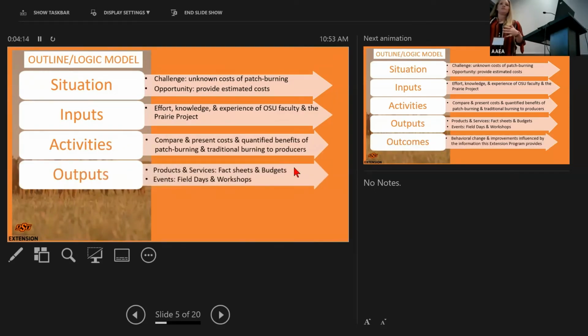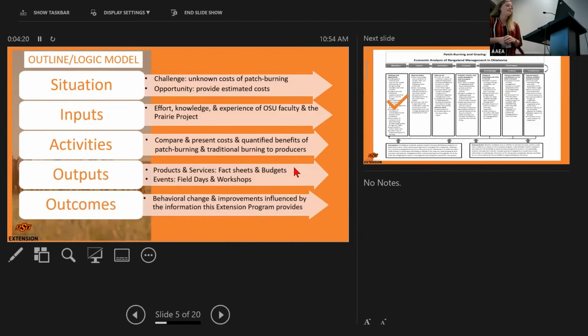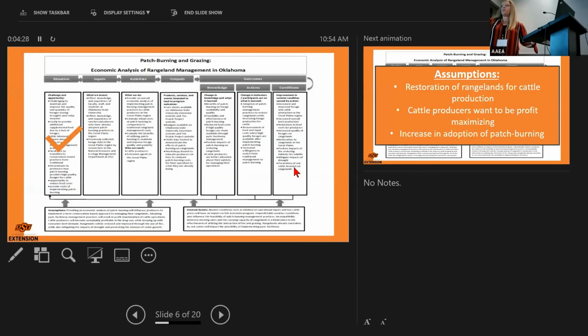Outputs from this research will include fact sheets, presentations, as well as field days and workshops for these producers to attend. And then lastly, from all of these aspects in research, we hope to see these outcomes in a behavioral change from cattle producers. So here's that logic model just as a whole image, just so you can have that in your head. And so I've already kind of briefly gone over situation.